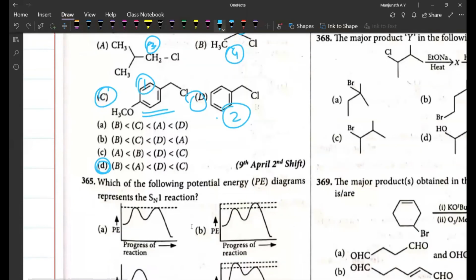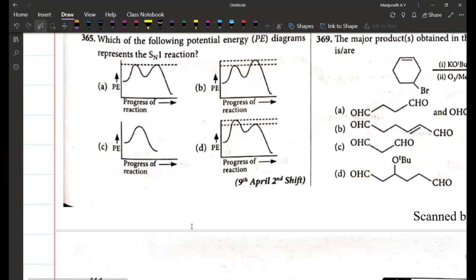Next, which of the following potential energy diagrams represent SN1 reaction? Look at that. Lovely question. You know why? Because we have taught this. Tell me which one? In SN1, RDS is formation of carbocation. Yes or no? So maximum potential energy is for generally that step which has RDS. So this is the answer. You understood how we conclude?